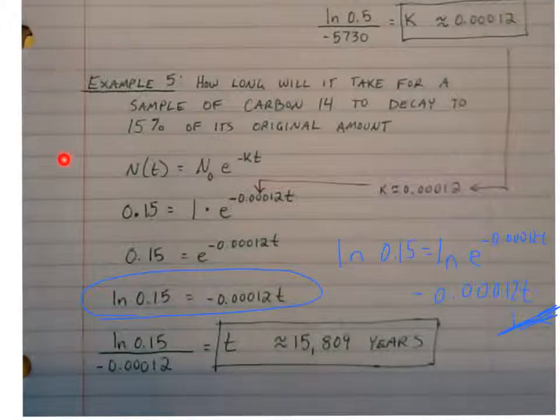This problem here more closely resembles what you would probably be asked on a skill test. I may choose to give you the decay constant. I may ask that you find the decay constant first, which means example 4 and example 5 would be a singular problem.